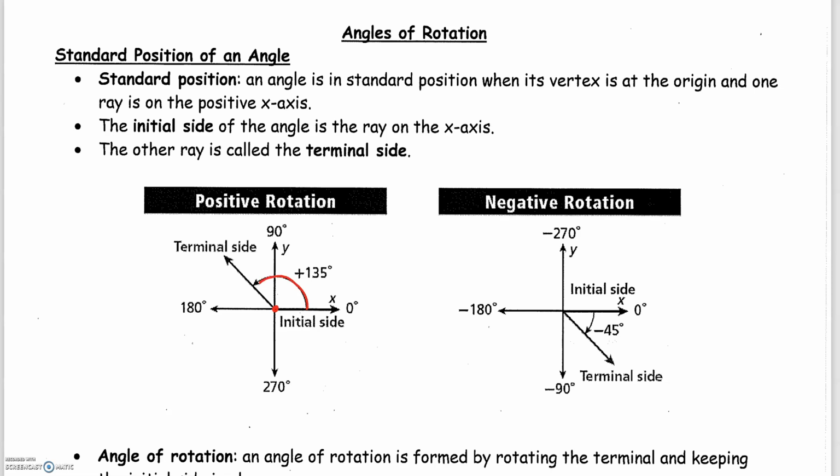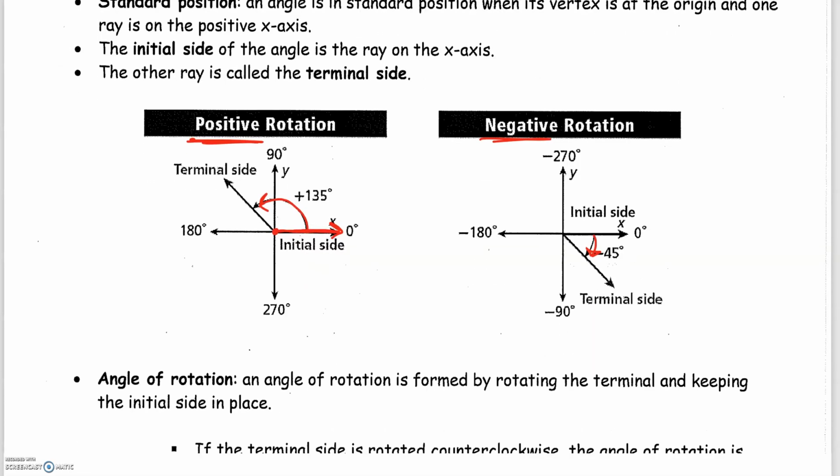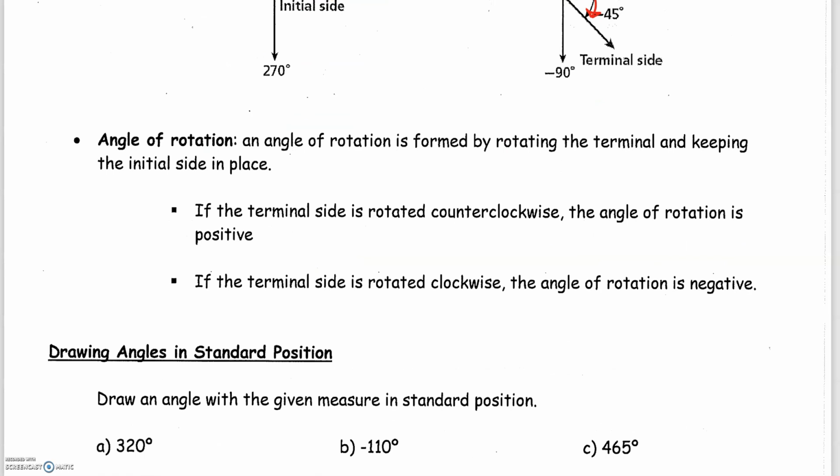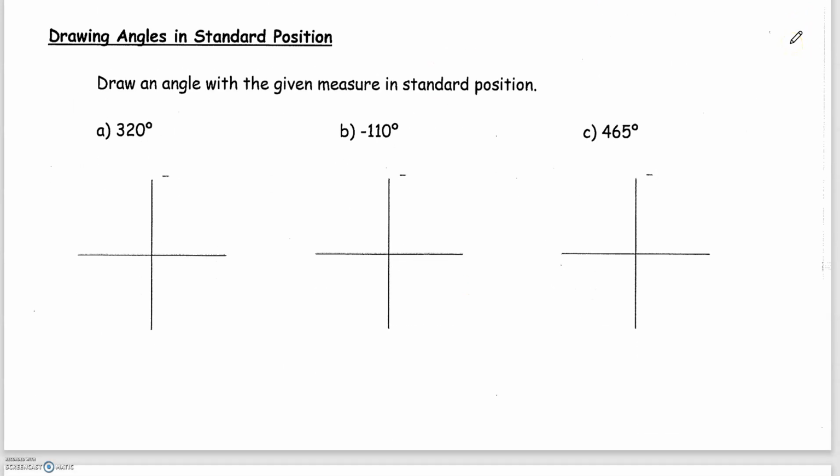If we go this direction, counterclockwise, it is a positive rotation. If we go the other direction, clockwise, it is a negative rotation. We always start here at our positive x-axis side as our 0, our initial side. We always include this as one side of our angle, and then the next side of our angle is called the terminal side, where it stops. Angle of rotation, again, counterclockwise and clockwise. So let's do a little bit of practice here.